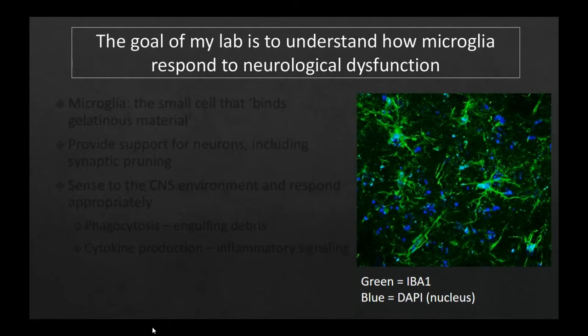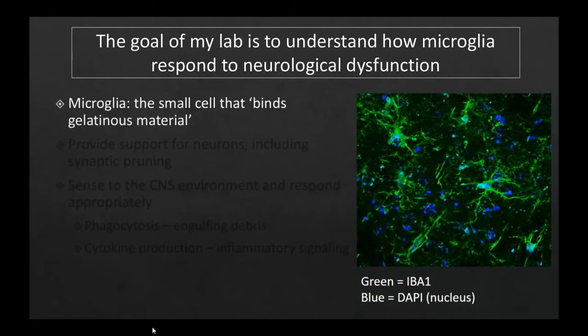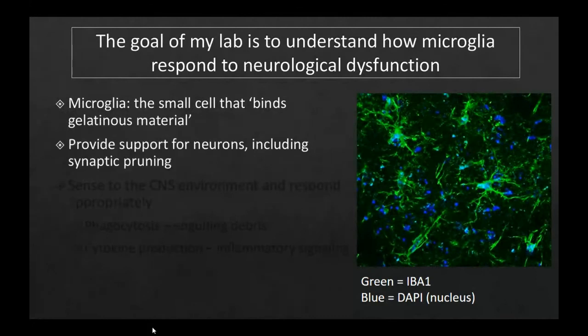So if you're not familiar, microglia are small cells that bind gelatinous material, literally taken from the origin, sort of the origins of the language. That's what it means. And recently, there's been an understanding that these are much more than just small cells that interact with things in the brain and support neurons. Although they do support neurons and they provide functions such as synaptic pruning.